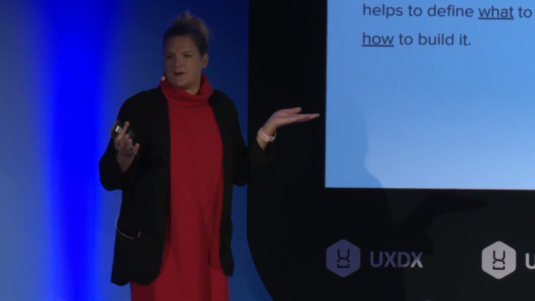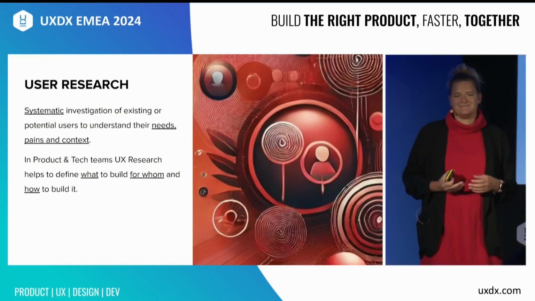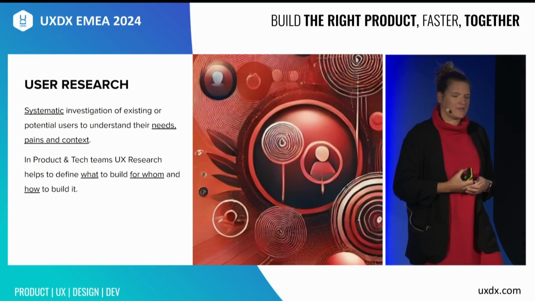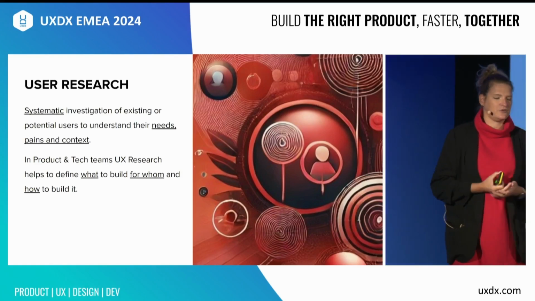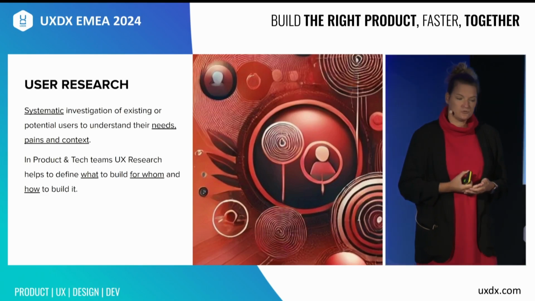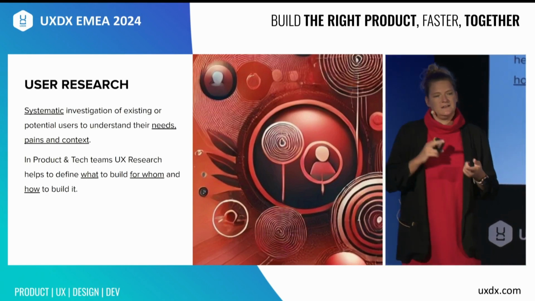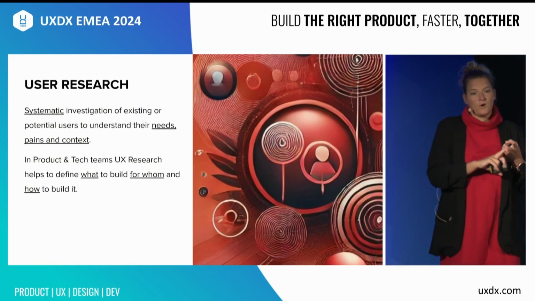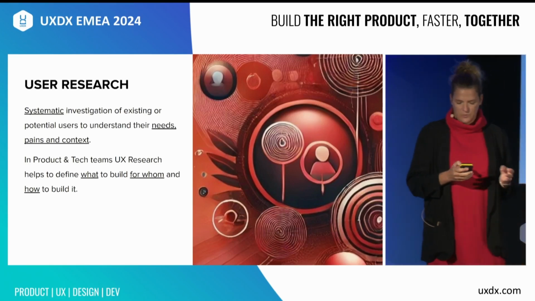Just a quick reminder, probably everyone online, everyone in the room knows what user research is. I just wanted to point out once more, it's the systematic investigation of existing or potential users to understand their needs, pains, and context. And I've underlined the words that I personally care about. Systematic investigation, it's not just talking to users. That's also good. You'll always learn something, but it's systematic. You always have a purpose. You always have a goal. And product and tech teams do UX research in order to understand for whom to build their products, what to build, and how to build it. So that's what we're going to talk about.